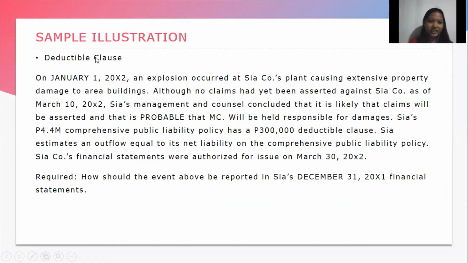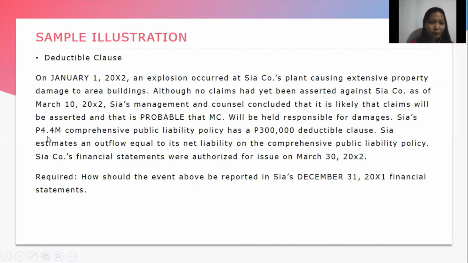Next illustration is deductible clause. On January 1, 20X2, an explosion occurred at CIA's plant, causing extensive property damage to area buildings. Although no claims had yet been asserted against CIA as of March 10, 20X2, CIA's management and counsel concluded that it is likely that claims will be asserted and that it is probable that CIA will be responsible for damages. And probable dito, meron na tayong provision.